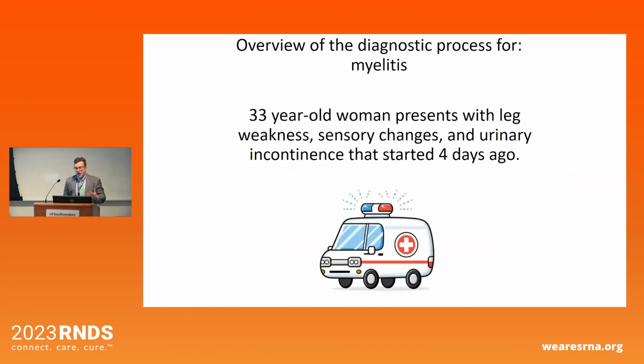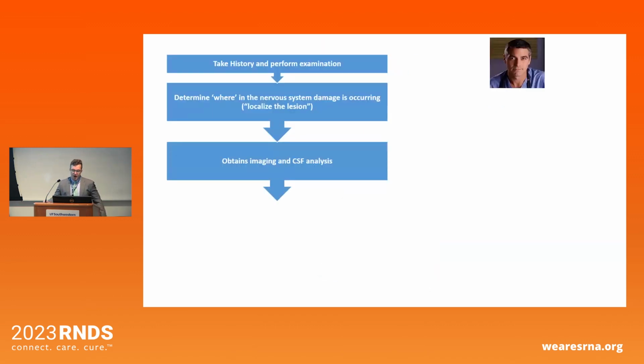So we're going to talk a little bit about somebody coming to the hospital with a symptom. And in this case, we're going to have a 33-year-old woman presenting with leg weakness, sensory changes, and urinary incontinence that's been developing over 4 days. And as you're already starting to learn the terms and the profile, something progressing over days, localizing to the spinal cord, myelitis is going to be very high on that list. So this is a common scenario that many people with transverse myelitis have gone through over the years.